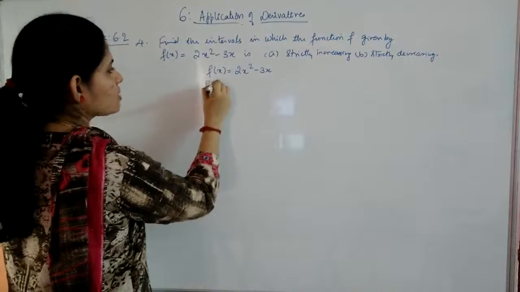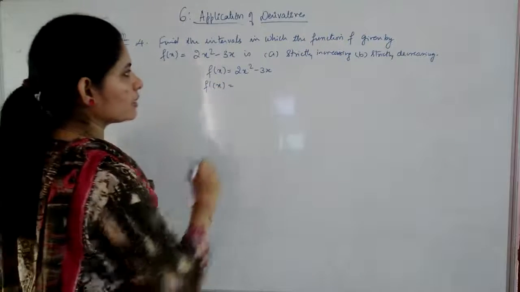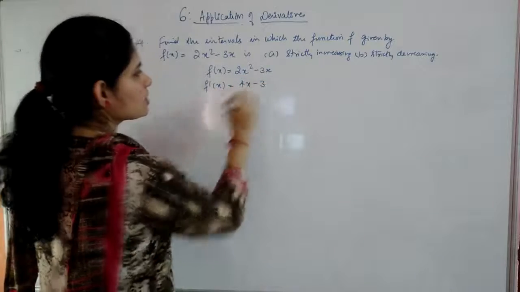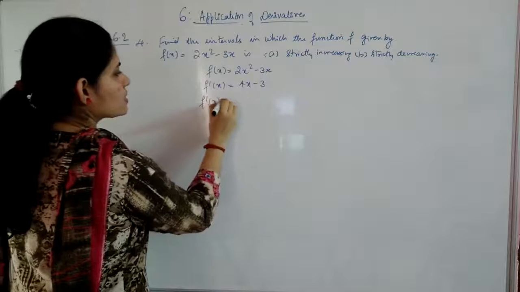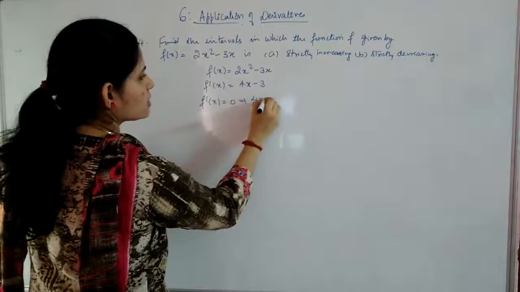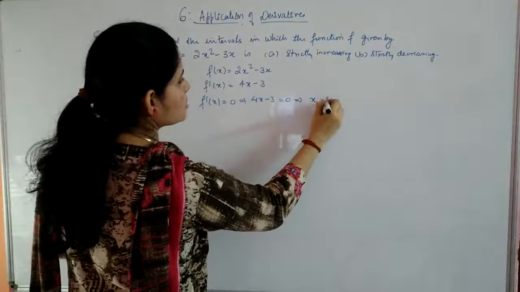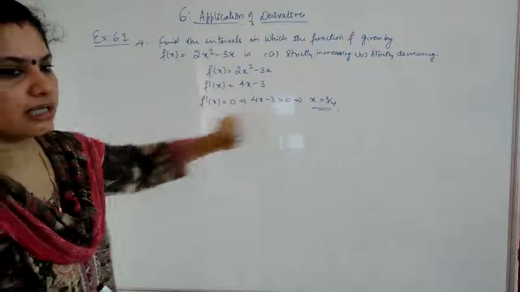f dash of x is the derivative. Then equate it to 0 and find the critical points where it is changing. So here you will get 4x minus 3, correct? Now you equate this function to 0, so you get 4x minus 3 is equal to 0, or x is equal to 3 by 4. Now this 3 by 4 is acting as a critical point.